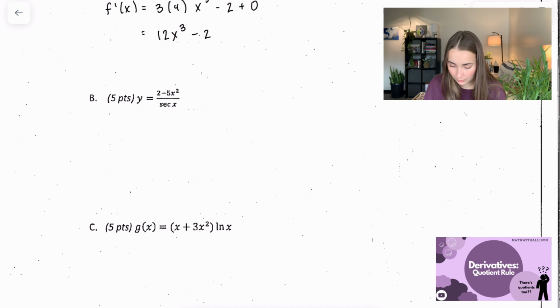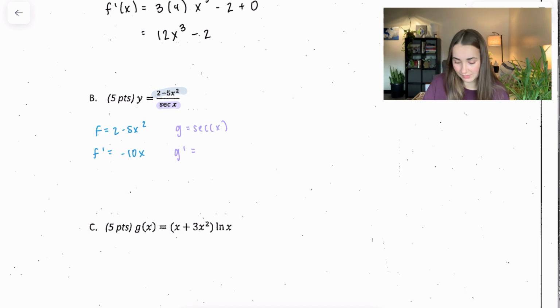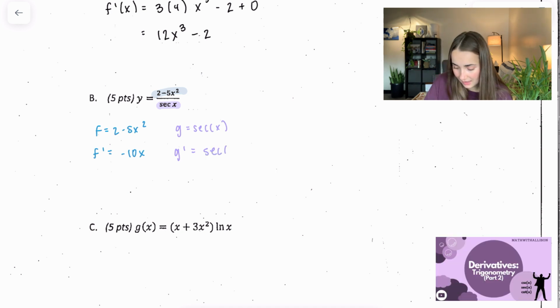So we have the numerator is 2 minus 5x squared, and the denominator is secant x. I'm going to go ahead and set that up. So here for f prime, we are taking the derivative of a polynomial, so this becomes a negative 10x. Now for g prime, we have to remember that the derivative of secant x is going to be secant x tangent x.